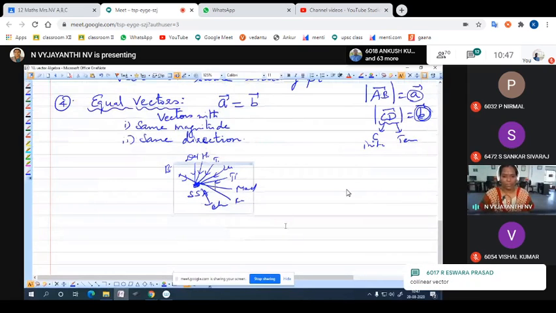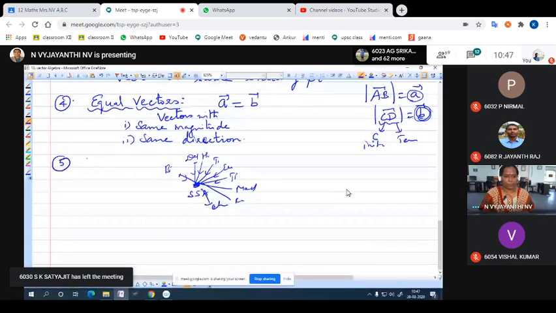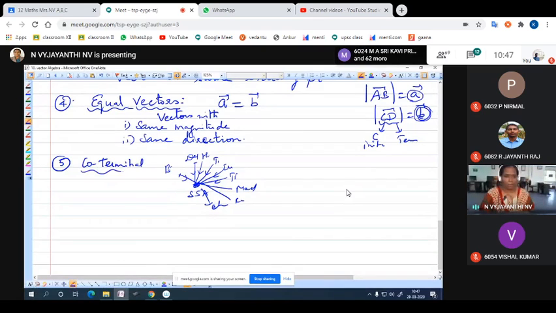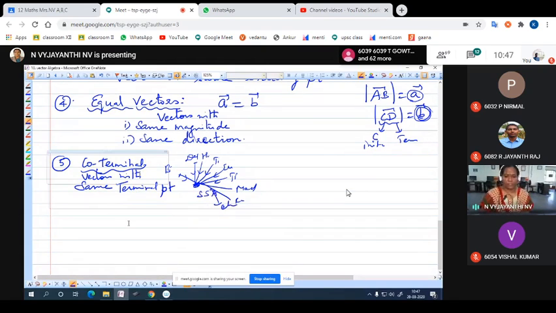Do you have any doubt in this? No, ma'am. Co-terminal means same terminal point. Vectors with the same terminal point. So these are all the types of vectors. Let us see a few examples, then we will come back.